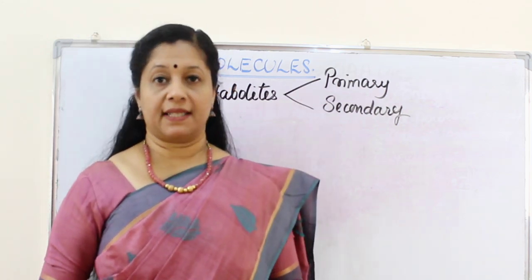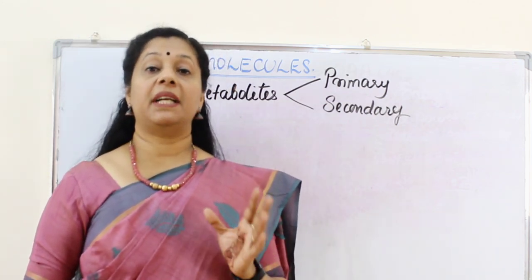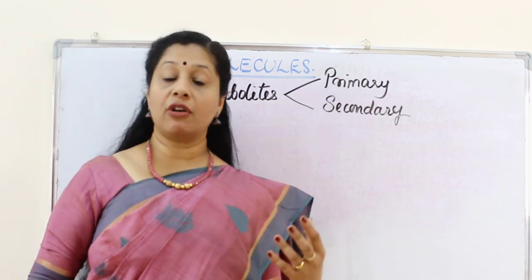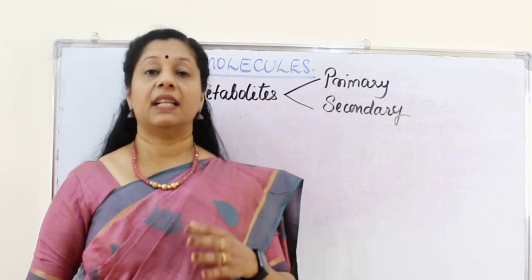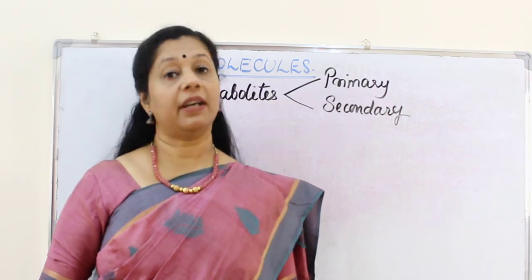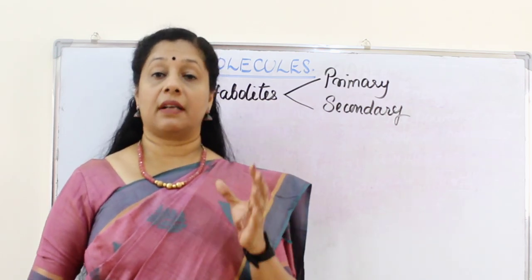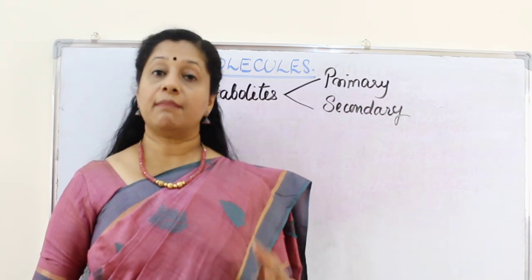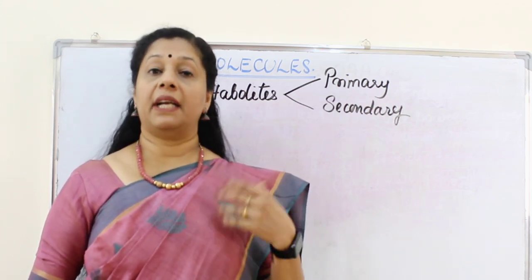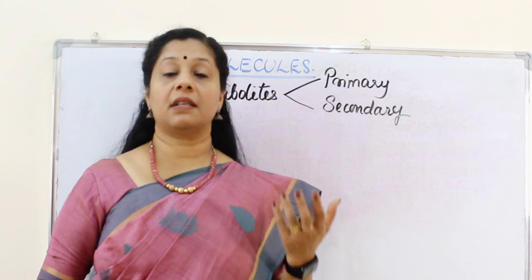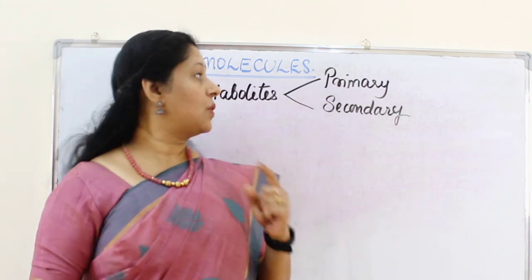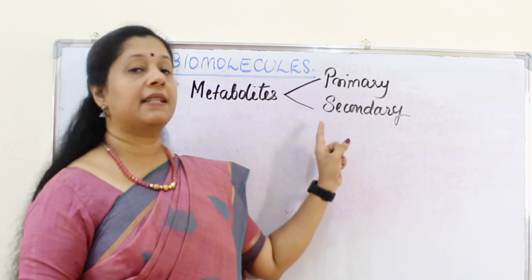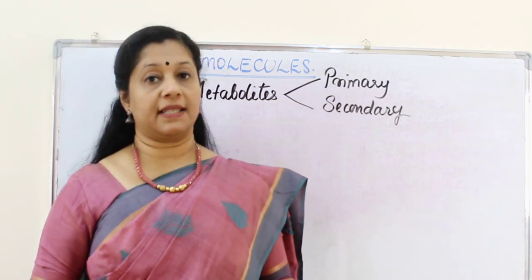What are metabolites? Metabolites are the intermediary products produced during metabolic reactions. You know, there are lots of reactions happening in our body. They are collectively called metabolic reactions. So these reactions result in products. Those are called metabolites. These metabolites are again made into different substances required for our body. So here we can divide metabolites into two: primary metabolites and secondary metabolites.